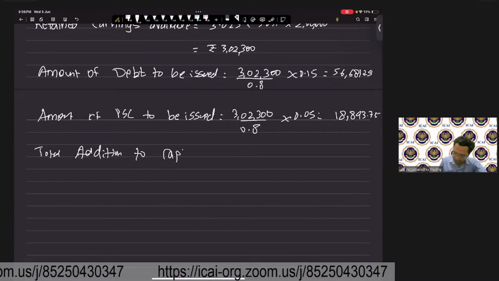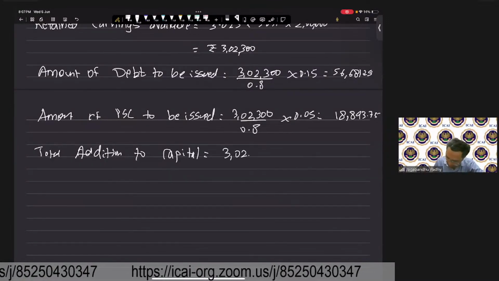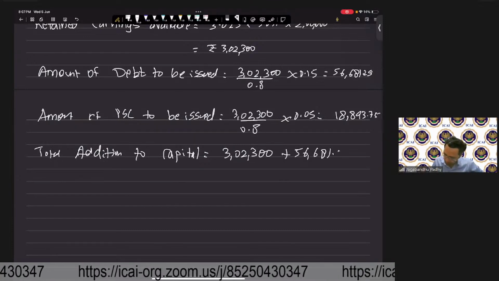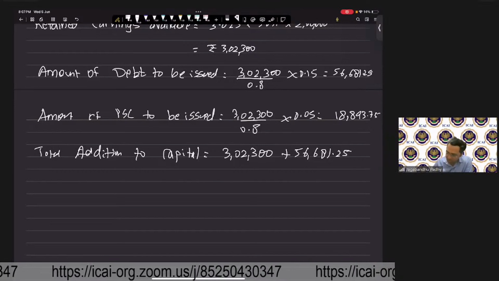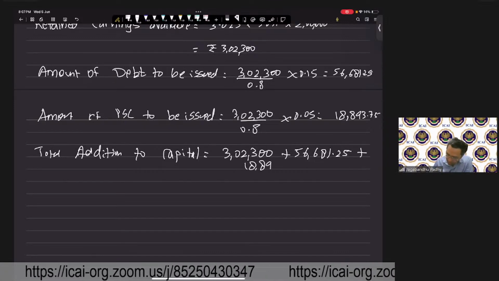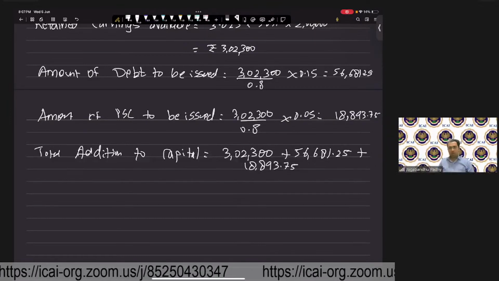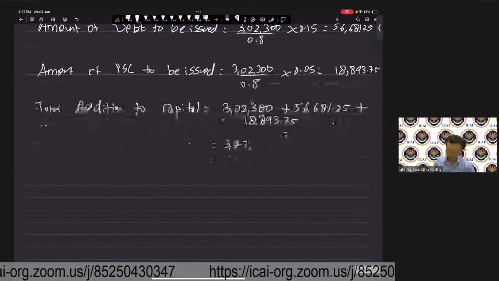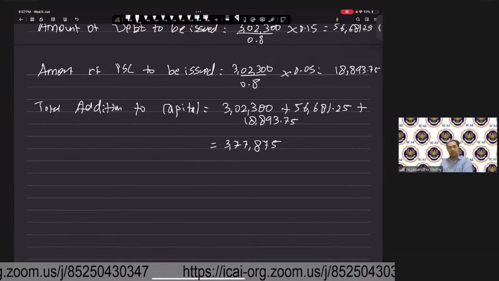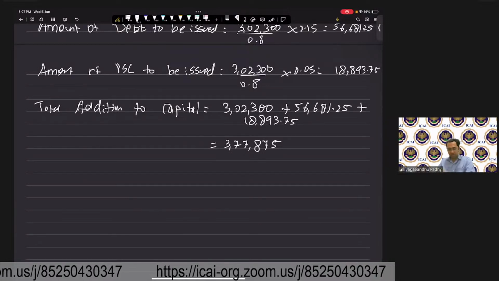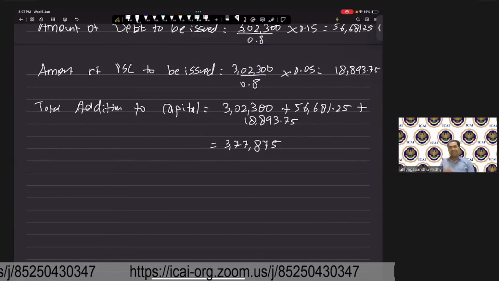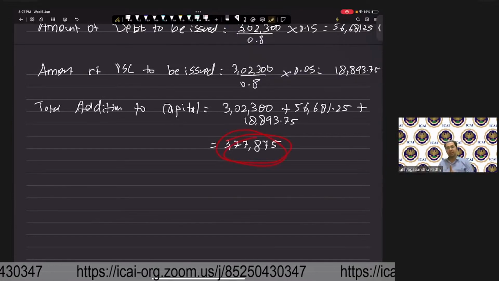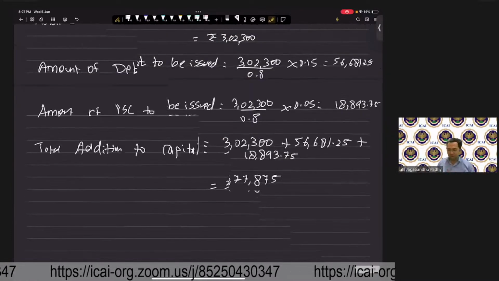So total addition to capital will be, of course, retained earnings of 3,02,300 plus 56,681.25 of debenture holders plus 18,893.75 of preference share capital. That total will be 3,77,875. That's the addition to the capital, and that's the investment which you can make without issuing any equity. If you want an amount more than 3,77,875, you will have to issue additional equity shares.